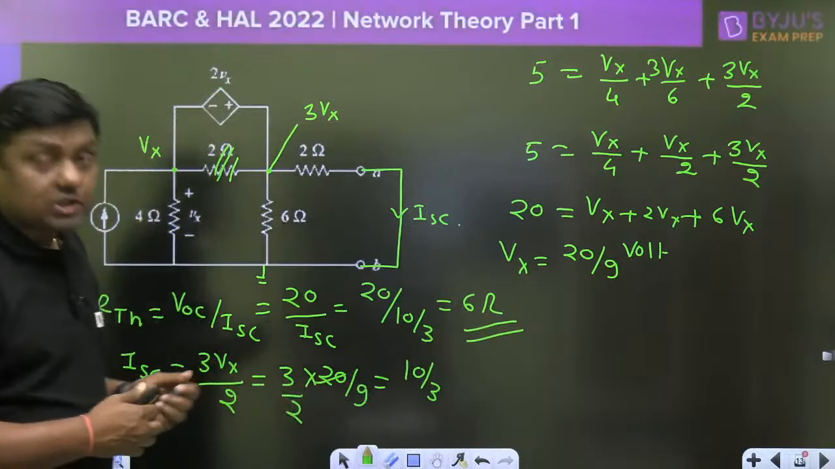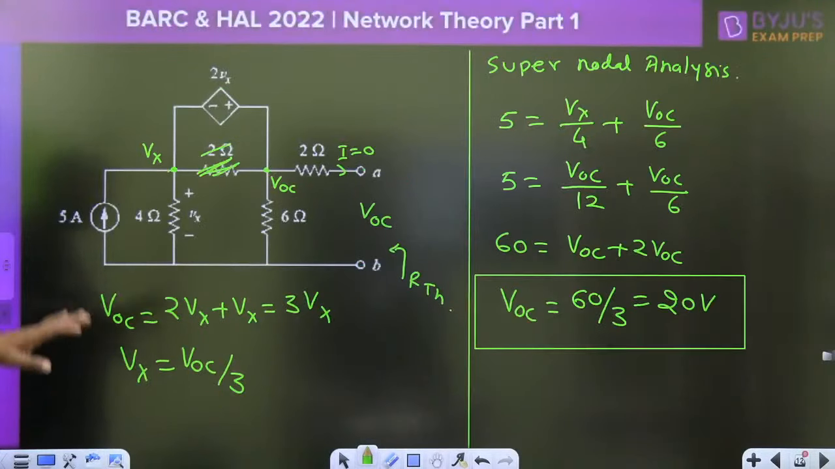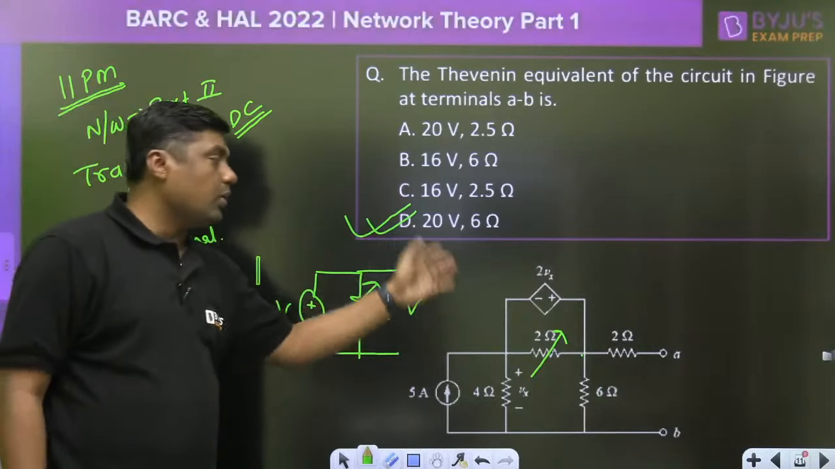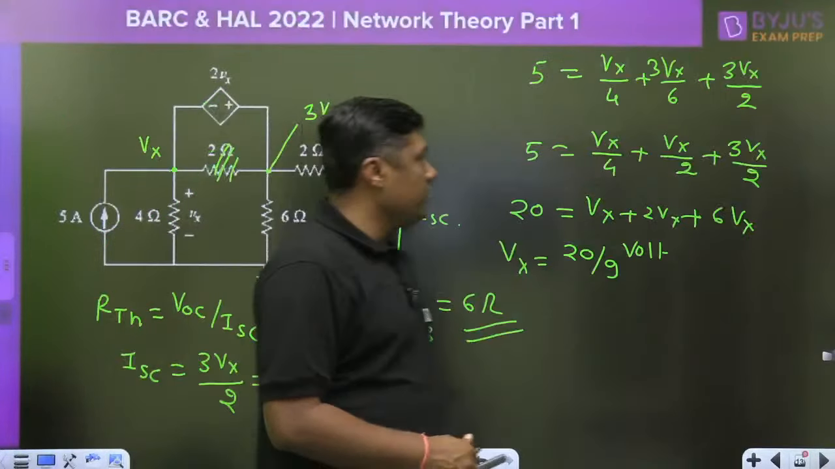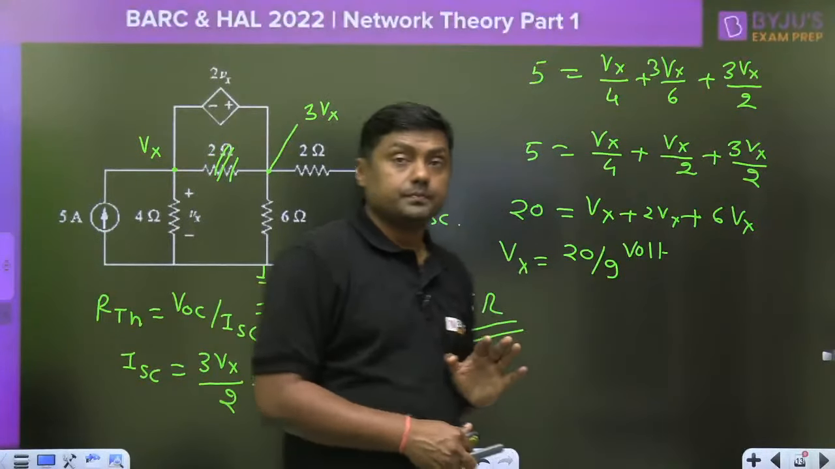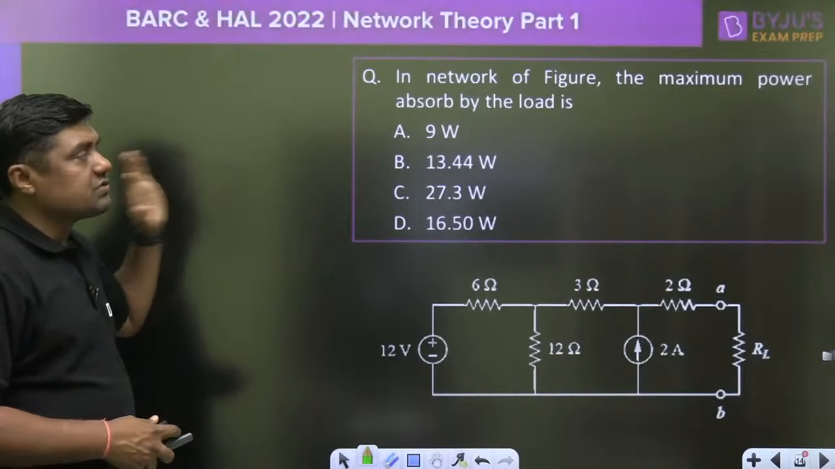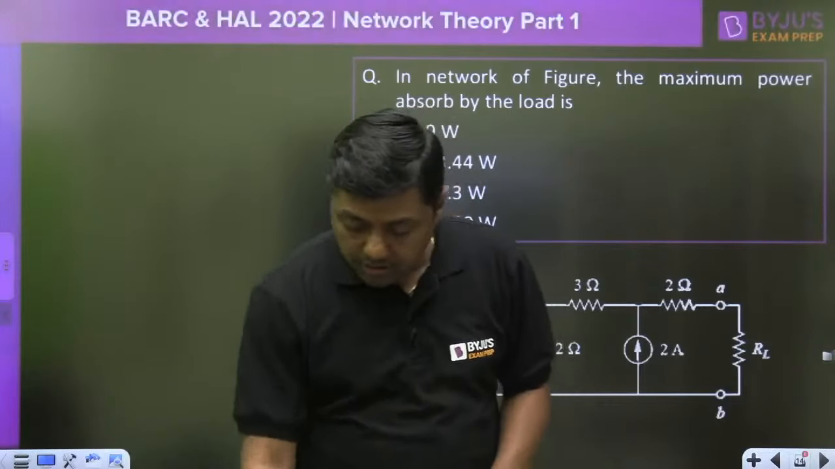Now, next question. Very, very easy. Please watch this question again, and you will get the idea of why we are removing the 2 ohm. What are the different methods to solve this type of questions in exam hall? This is a very important question from Thevenin's theorem. Now, maximum power transfer theorem. Please give me the answer.